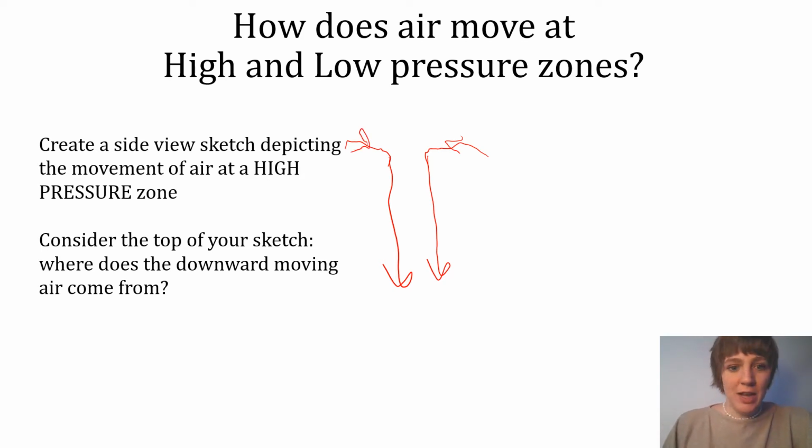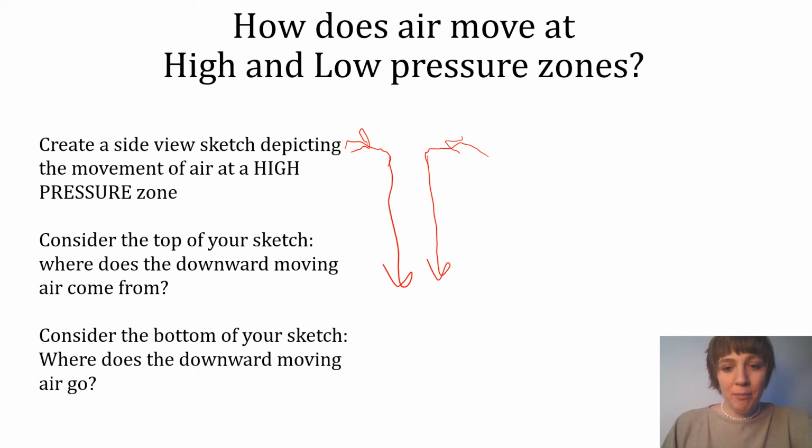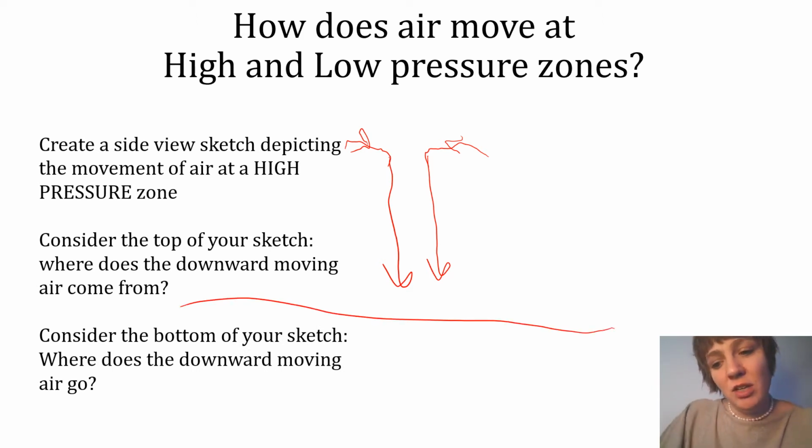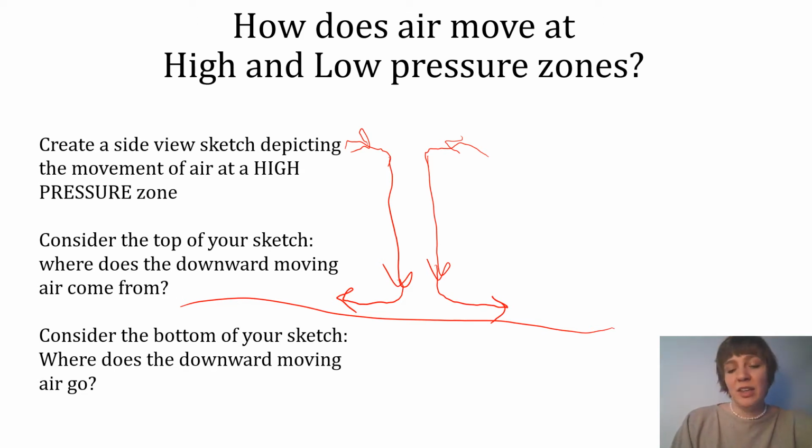Okay, so now, what about air at the bottom? What happens when our downward moving air hits the surface of the Earth? Well, it's going to spread out. Air is basically a fluid, and it's going to do the exact same thing as if you took a glass of water and you dump that water over and it goes down and then it splashes outward. That's the exact same thing that's going to happen at a high pressure zone.